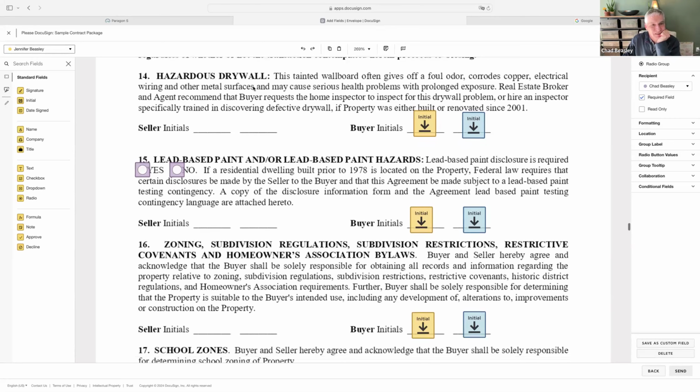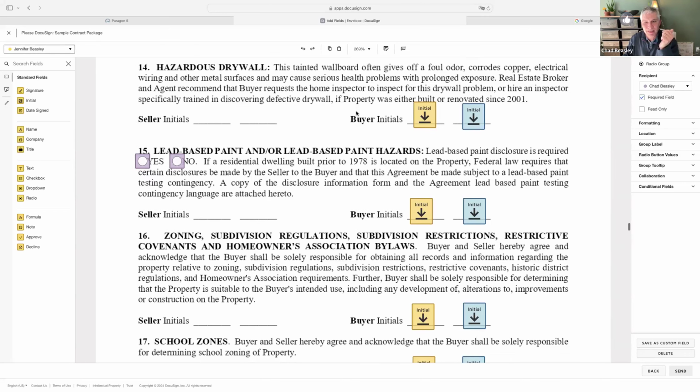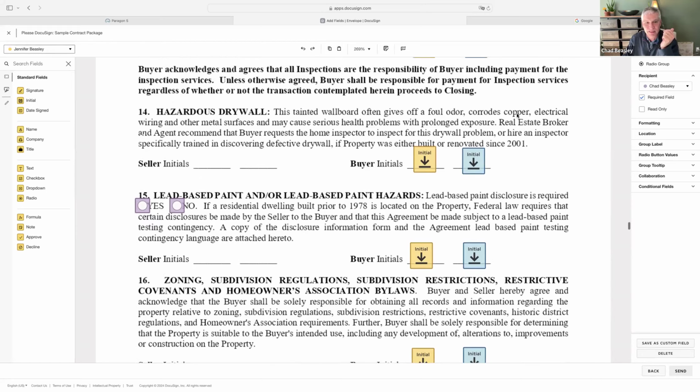Hazardous drywall. This is just a disclosure saying that this tainted wallboard often gives off a foul odor, corrodes copper, electrical wiring, metal surfaces. Brokers and agents recommend the buyer request the home inspector to inspect for this drywall problem or hire an inspector specifically trained in discovering defective drywall if property was either built or renovated since 2001.